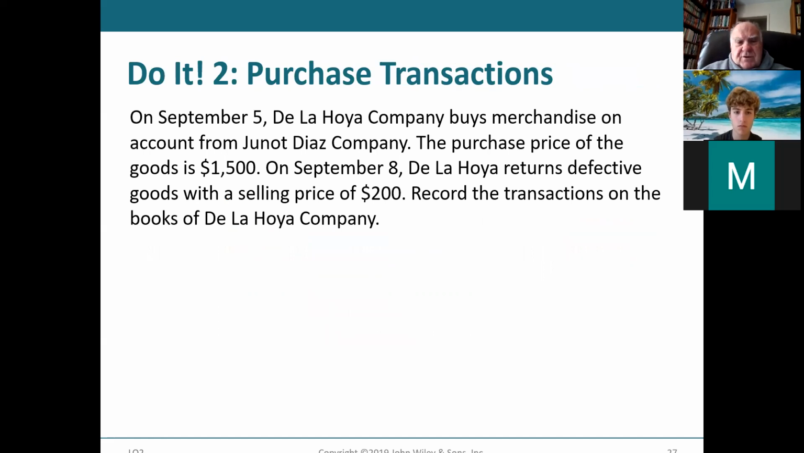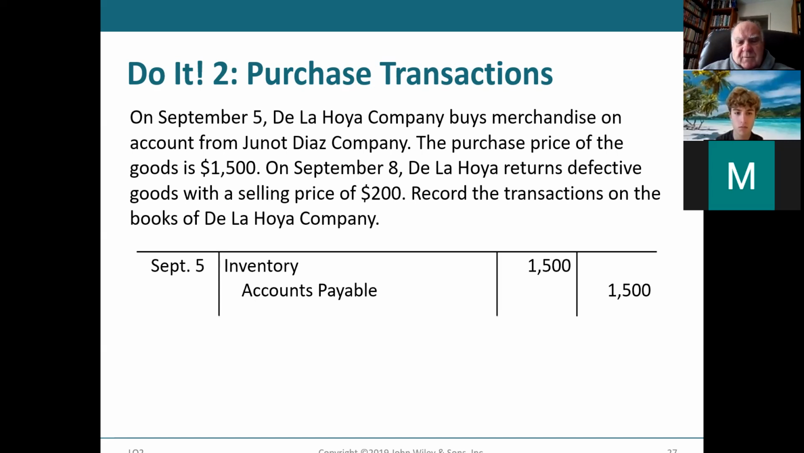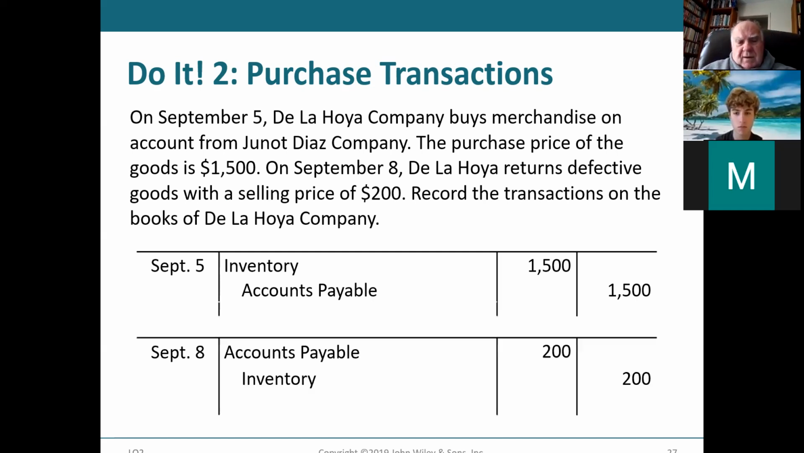De La Hoya buys merchandise on account. Purchase price is 1,500, and they returned 200. Record the transaction, okay? Well, first we have the purchase, and now they're returning 200. So we're going to debit accounts payable, and I'm assuming we're still in a world of perpetual. We're going to debit inventory, okay?